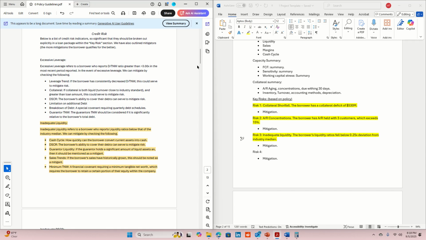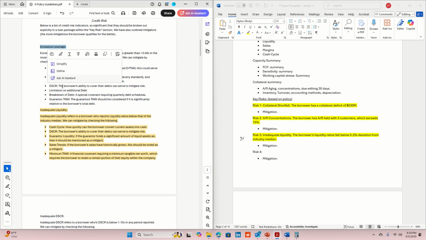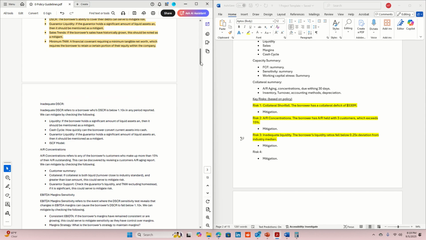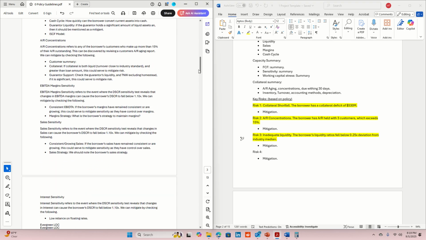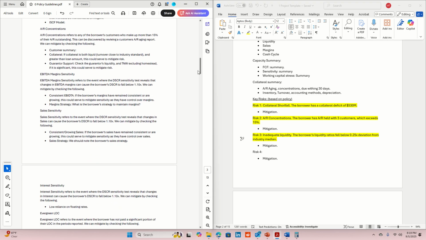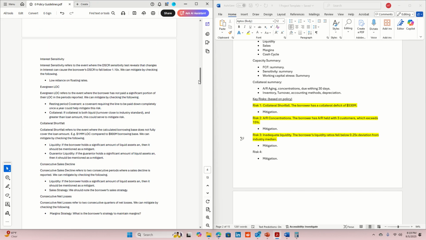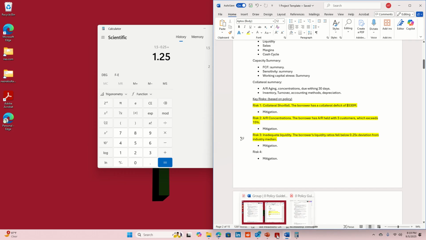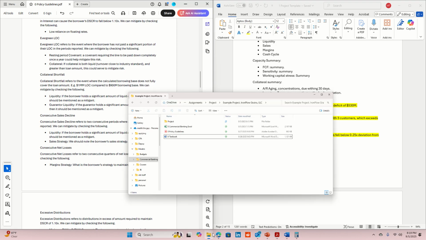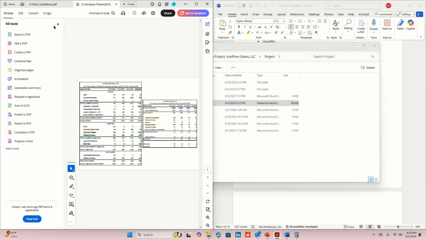So again, when you go into our policy, we have policies for leverage, we have policies for liquidity, we have policies for debt service coverage ratio, which we're going to get into later in the semester. We have policies for AR concentrations, which we'll get into later. EBITDA margin sensitivity, sales sensitivity, interest sensitivity, which we'll get into later. Evergreen lines of credit. An evergreen line of credit is when a customer doesn't repay their loan over the duration of the time that they've had the loan. And I don't think that this company does it, but we could look.